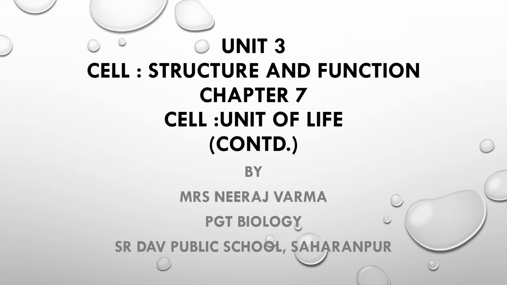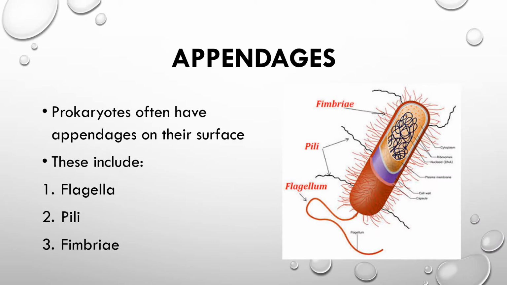We are continuing with our same chapter, Unit of Life, in which we have discussed the prokaryotic cells, and today we are going to discuss another important feature of prokaryotic cells, that is, appendages. Prokaryotes often have appendages on their surface. Appendages means the surface extensions on the cell. These include number one, flagella, number two, pili, and number three, fimbriae.